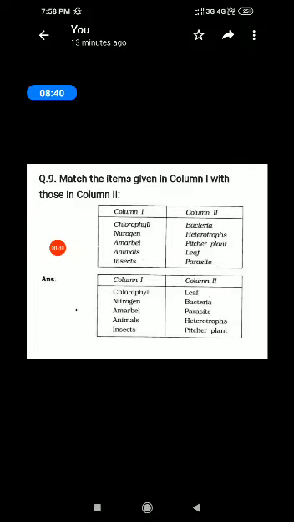Cuscuta. Very good. Next, animals. Heterotrophs. Insects. Picture plant. Insectivorous plant. Okay. So, insects. Correct answer. Picture plant.